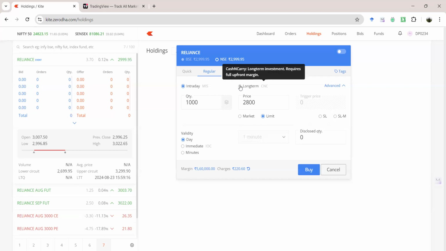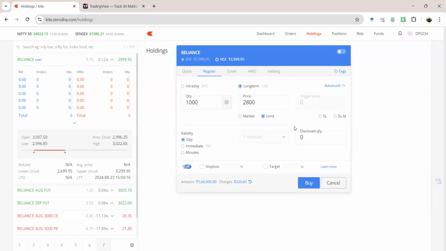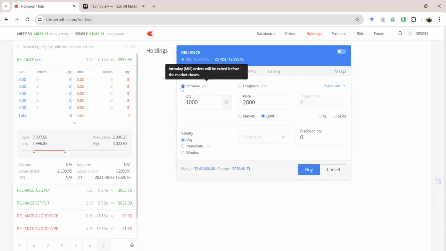Sometimes some stocks don't allow this. If they are under some surveillance, then they don't allow intraday trading, and same-day square off is not allowed in them. Are charges the same for long-term and intraday orders, or different? They are different. If you square off on the same day, then they are the same. That's what I said. If you square off a long-term order on the same day, then it will be treated as an intraday order. Okay.